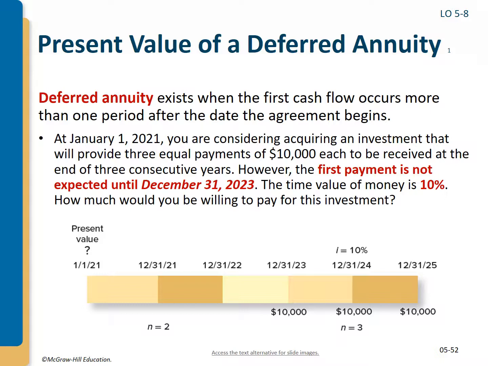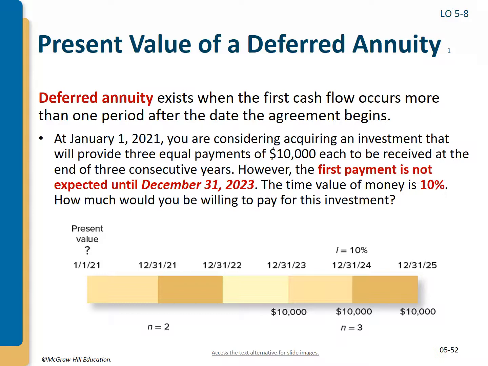For example, at January 1, 2021, you are considering acquiring an investment that will provide 3 equal payments of $10,000 each to be received at the end of 3 consecutive years. However, the first payment is not expected until December 31st, 2023. Interest is 10%. How much would you be willing to pay today to have that opportunity?